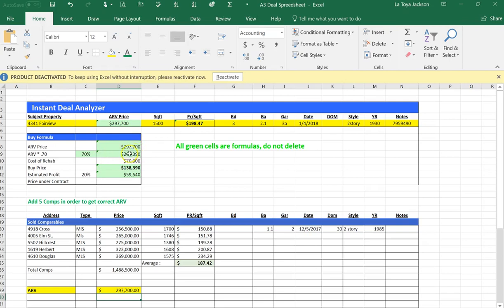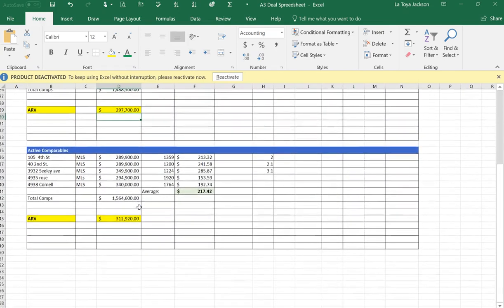And off the ARV, you multiply it by 0.70, which gives you 208. So that's what a hard money lender would give you, minus your repairs, meaning that if I was to buy the property in the beginning, the max I would pay on this property is $138,390, and this is what I would make on the property.